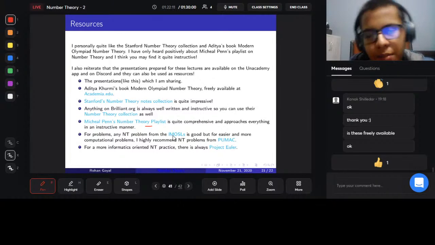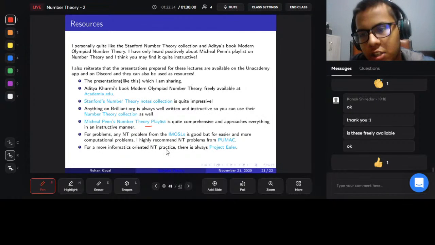Other than that, number theory problems from the IMO shortlists are of course nice, but they can be extremely hard at times. So if you want some easier and more computational type problems, PUMAC, the Princeton Mathematics Competition, is quite impressive in that. I borrowed a lot of my problems for the problem sets from there. For more informatics and coding related practice, you can always try Project Euler. That's a brilliant resource.